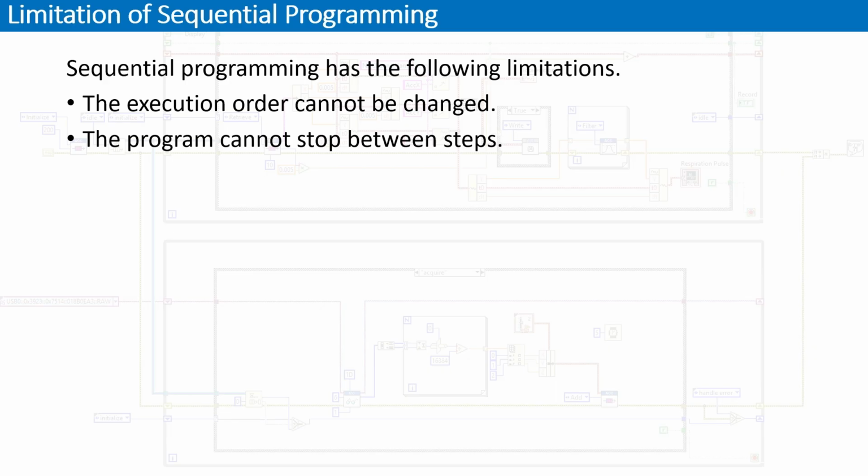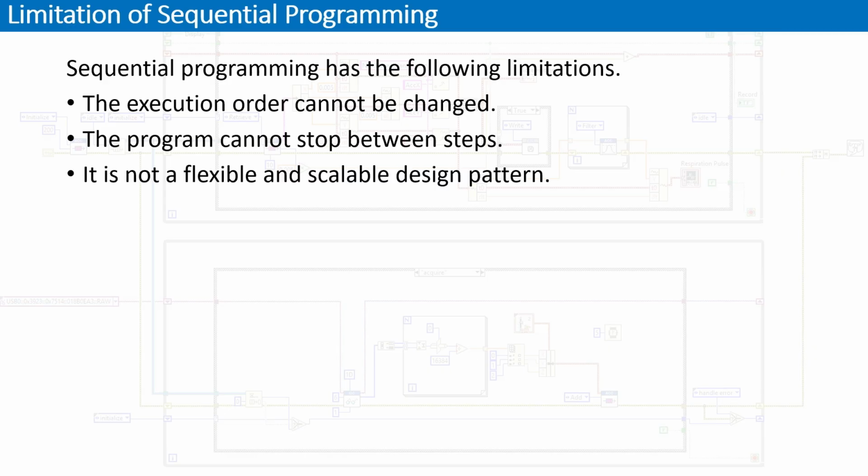For example, when controlling a machine, the program should be able to shut down the system instantly if a safety switch is activated during operation. A sequential program cannot respond in this way, as it must finish all scheduled steps before shutting down, which can be extremely dangerous. Consequently, the sequential programming pattern lacks flexibility and makes it difficult to extend or add new functionality.